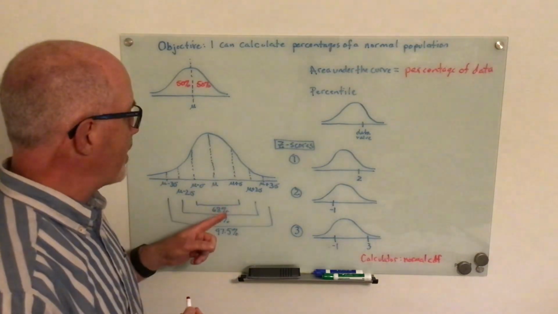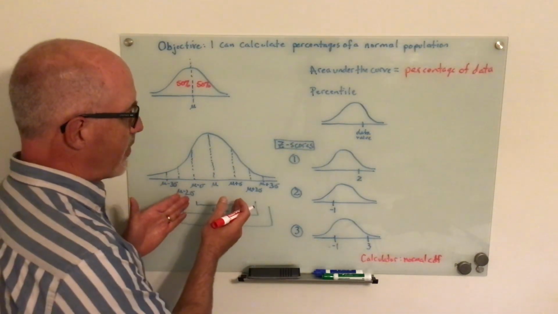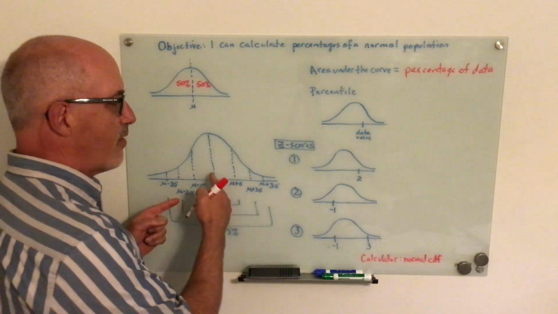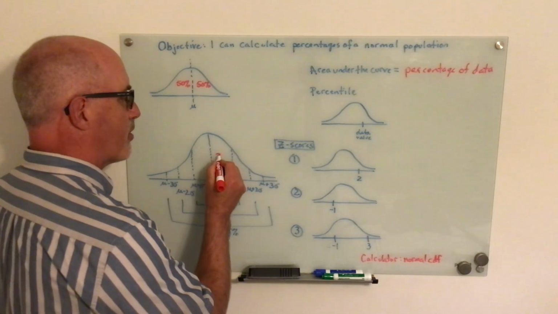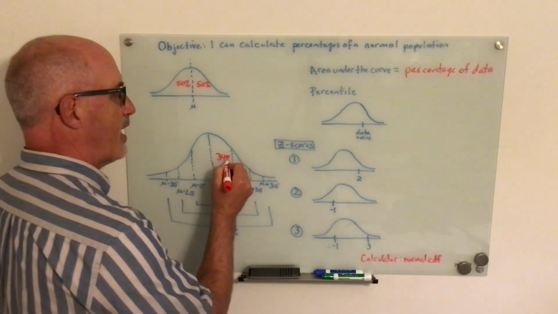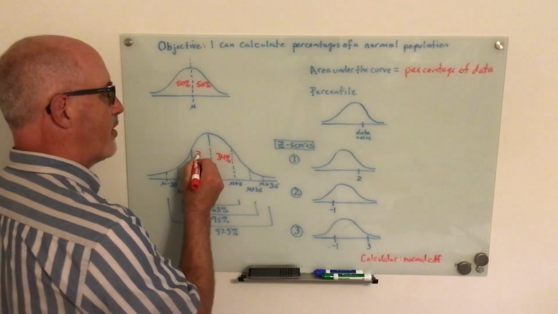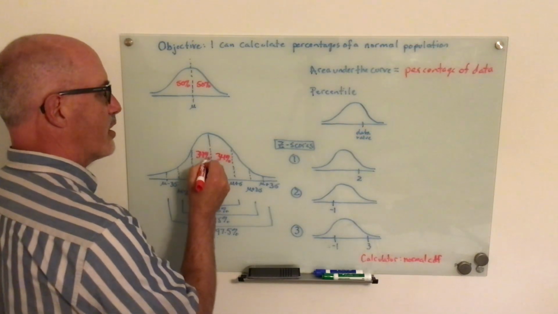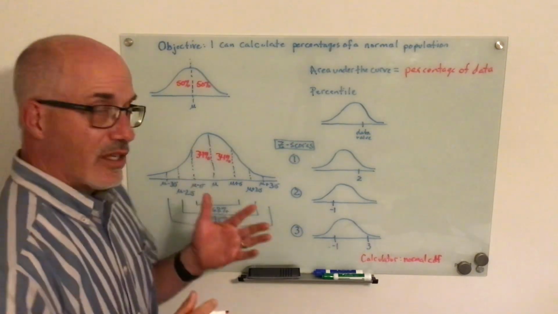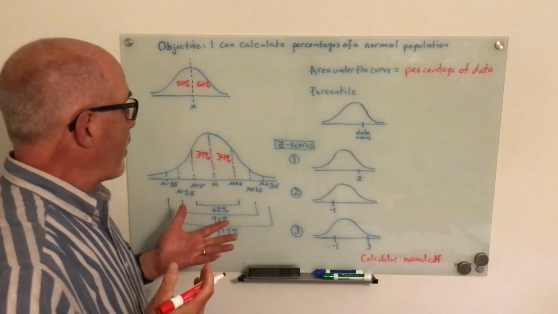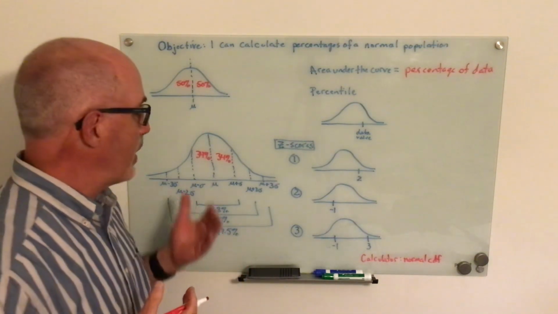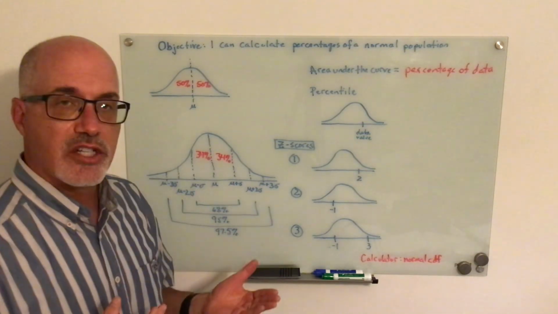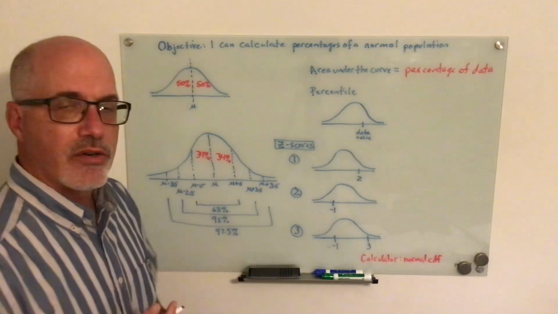So if we have mu right in the middle, remember 68% of the data is between one standard deviation above the mean and below the mean. That means approximately 34% of the data is in this region and 34% is in this region. And so we can use that. So if I were to ask what's the amount of data in between the mean and one standard deviation above the mean, we'd be able to say 34%.